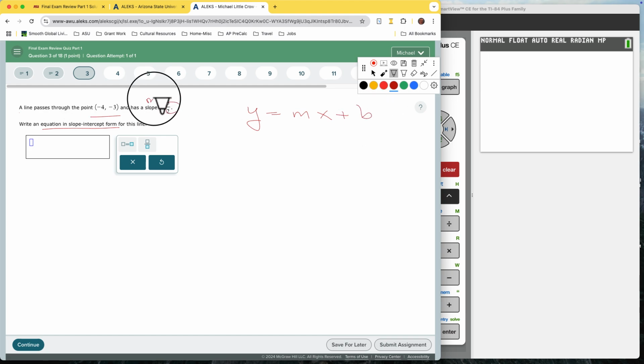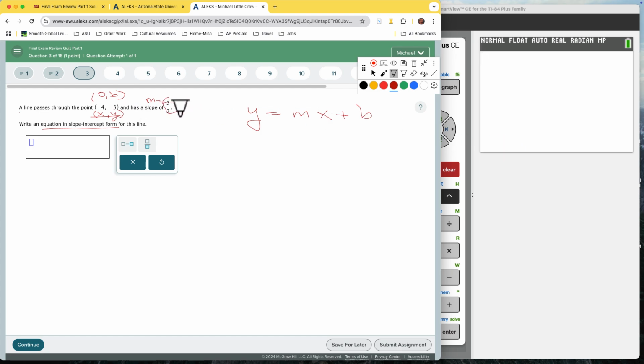Slope is our m, so we've identified that. This is not b. -3 is not b. -4 is not b. B is the point crossing the y-axis, which means the x will be 0 and the y will be some number. So what we do have, though, is we have an x and we have a y in this coordinate.